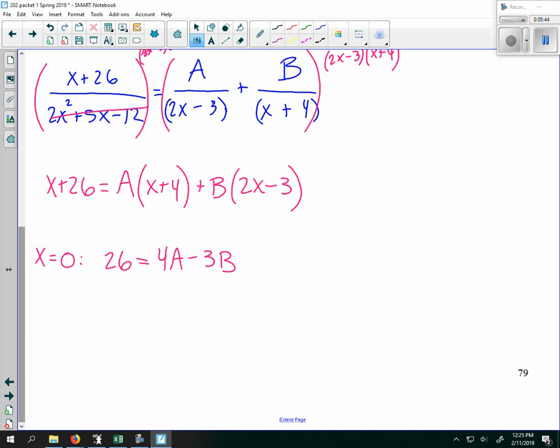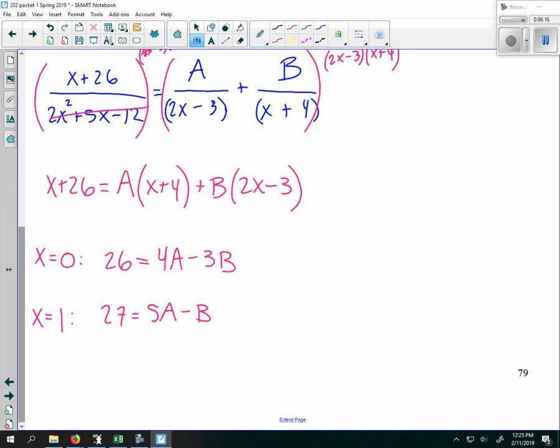So I have an equation with two unknowns. If you have two unknowns, you need two equations. So I'm going to pick one more x value. Let's pick x equals 1. I like 0 and 1 a lot. They're just pretty easy to work with. So x equals 1. 1 plus 26 is 27 equals 5a minus b.